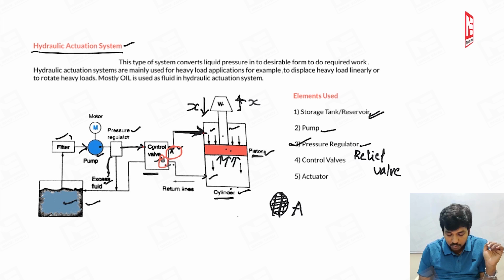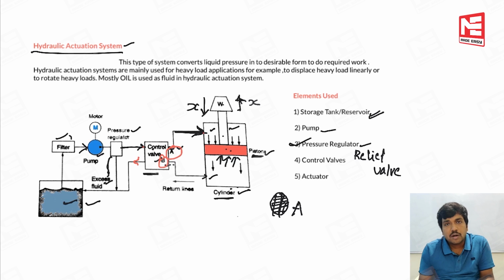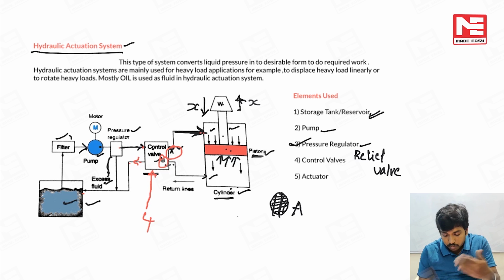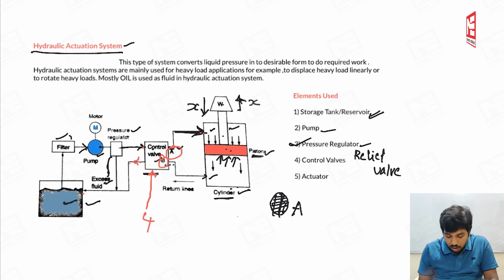Whatever excess fluid we have will go this way. So how many channels are connected to the control valve? Four, right? Let me explain this control valve, because it is one of the very important topics. Four channels are connected: from the pressure regulator, to the tank, to above the piston, and to below the piston.